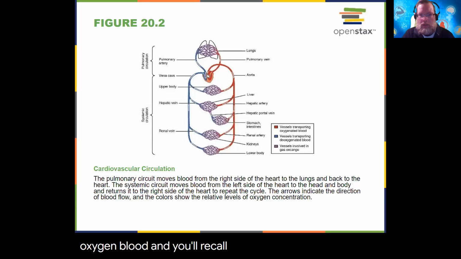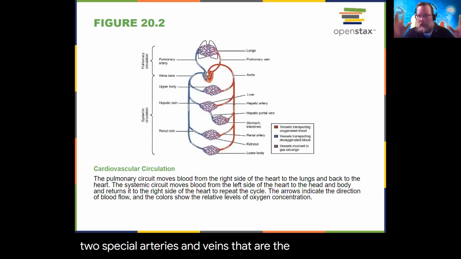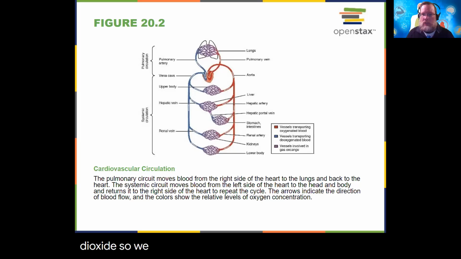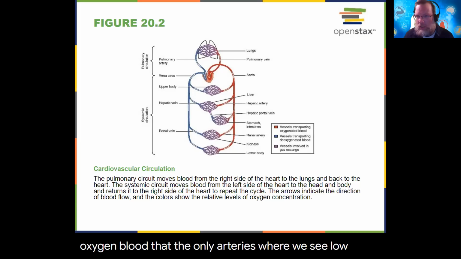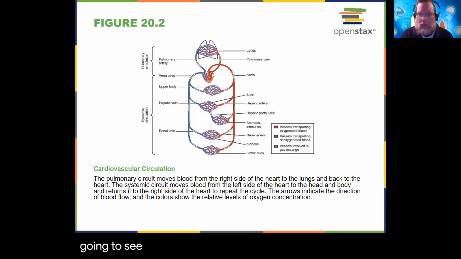And you'll recall that we do have 2 special arteries and veins, the pulmonary group, that are carrying the opposite oxygen and carbon dioxide. So we do see pulmonary arteries carrying low oxygen blood. They're the only arteries where we see low oxygen blood. Pulmonary veins are the only veins where we're going to see blood that's rich in oxygen.